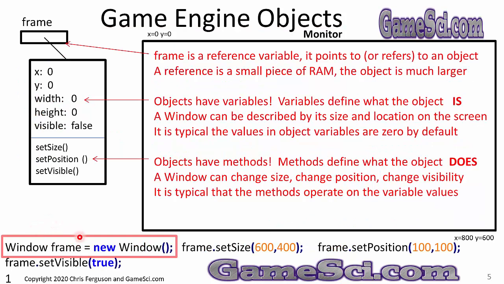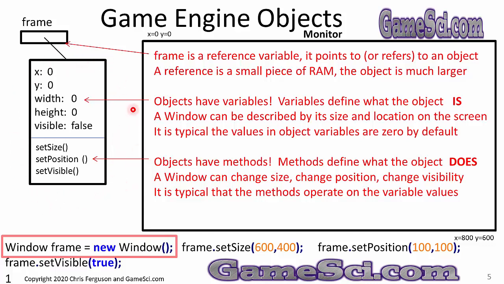Let's start with a window frame. Window frame equals new Window. What are we doing here? Well, there's that new operator. What is that telling you? New is saying we're allocating an object and assigning a reference to that object to the frame variable. Frame is a reference variable. It points to or refers to an object. A reference is a small piece of RAM. Notice how the object is a much bigger piece of RAM.